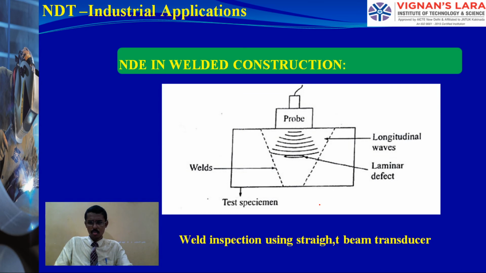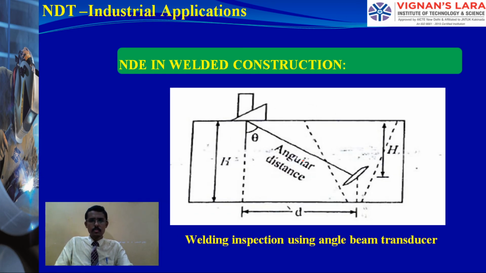So this is a photo image showing how the probe is sending signals towards the specimen. Here is a weld joint, a welded V groove. Maybe laminar defects are forming here. You see laminar defects here. And then we do inspection here. We do angular inspections, and it reflects.